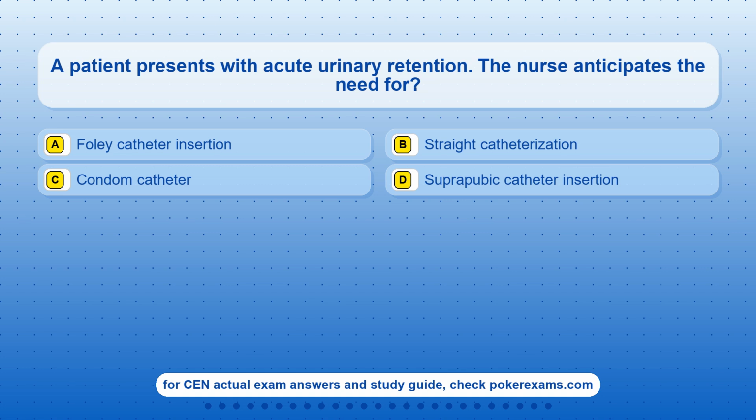Question 19. A patient presents with acute urinary retention. The nurse anticipates the need for Option A, Foley catheter insertion. Option B, straight catheterization. Option C, condom catheter. Option D, suprapubic catheter insertion.